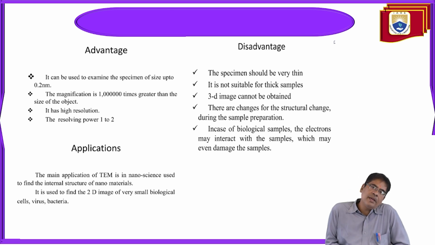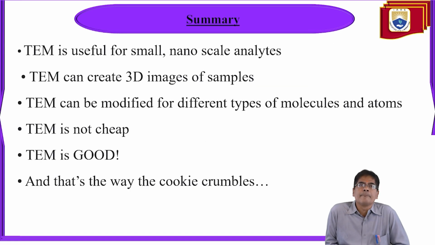These are the applications. The main application of TEM in nanoscience is to find the internal structure of nanomaterials. It is used to find a 2D image of very small biological cells, viruses, and bacteria. In summary, we can see that TEM is useful for small nanoscale analytes. TEM can create 3D images of the sample. TEM can be modified for different types of molecules and atoms. TEM is not cheap, it is a very costly item.